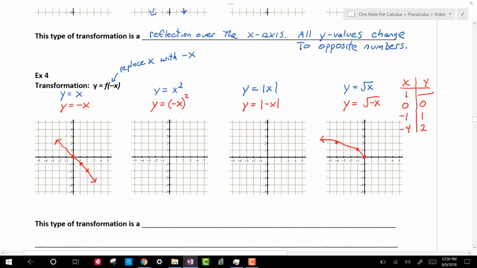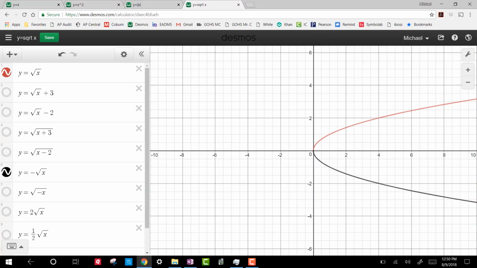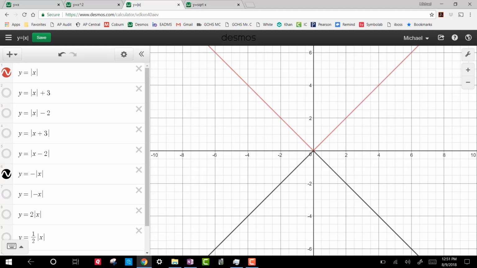Let's go to Desmos and take a look at these with their parent functions. All right? So let's take off this guy and put in the other one that we just graphed. So my parent function moves up and to the right. My other function moves up and to the left. Okay? So this guy on the right has flipped over the y-axis this time. Not over the x-axis, but over the y-axis. Take a look at the absolute value. Okay? Here's the one we're about to graph.